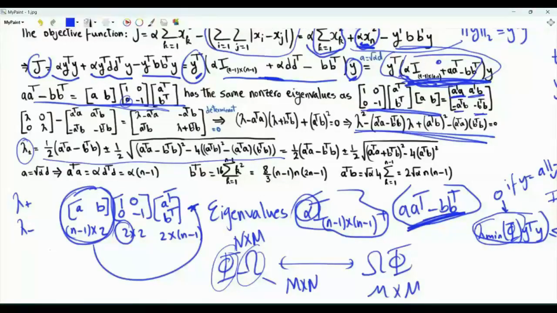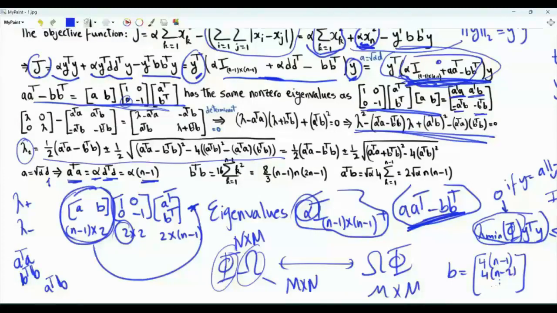The eigenvalues depend on three quantities: A transpose A, B transpose B, and A transpose B. A is equal to the square root of alpha times the all one vector. A transpose A is alpha times the inner product of the all one vector with itself. A transpose A is equal to alpha times n minus 1. Vector B is a vector with the components 4 times n minus 1, 4 times n minus 2, all the way to 4 times 2 and 4 times 1.